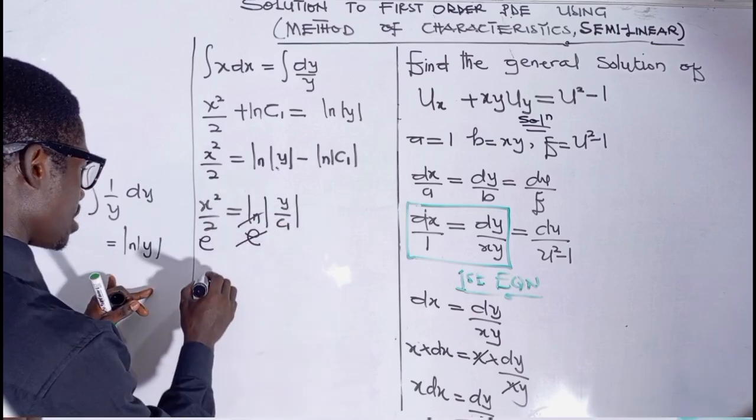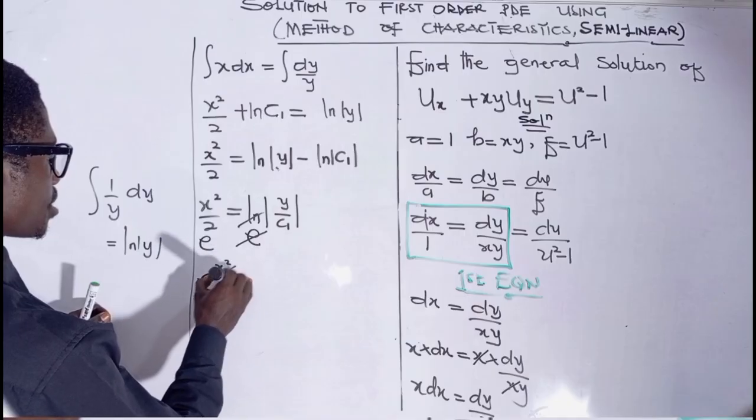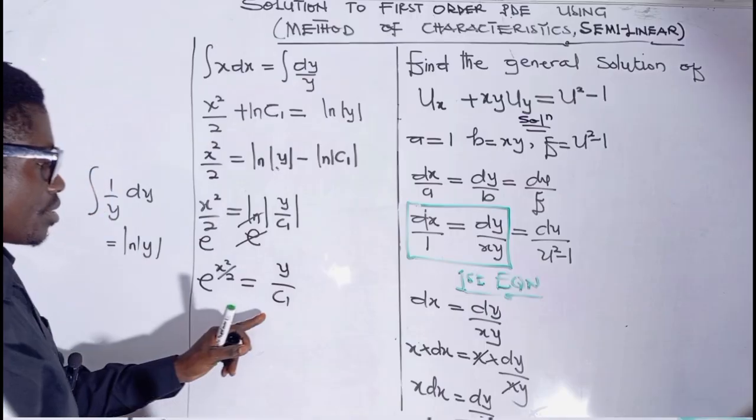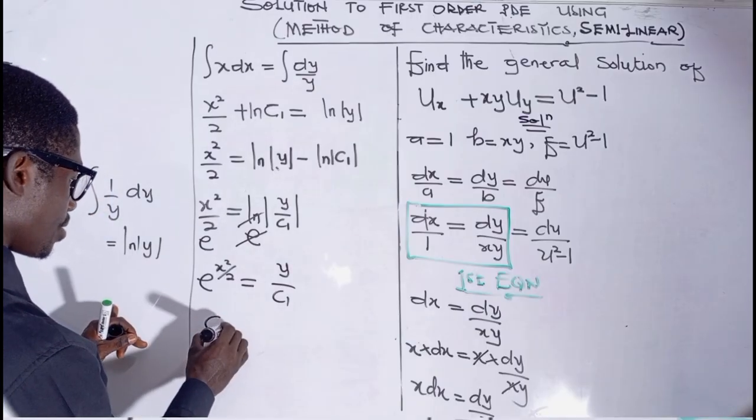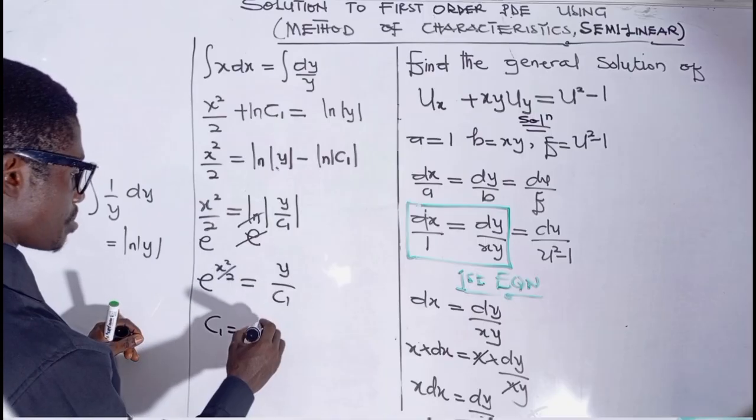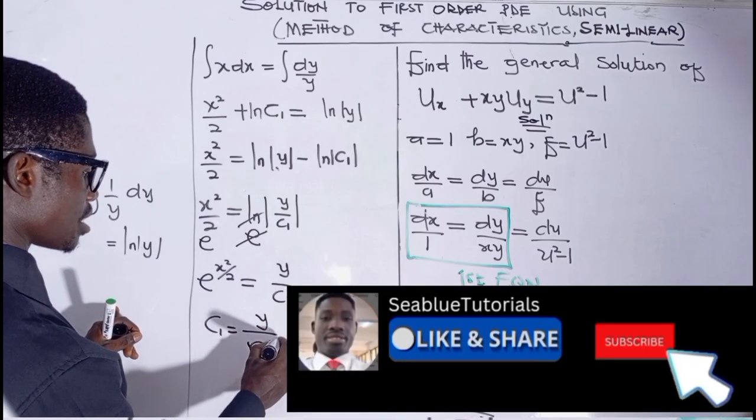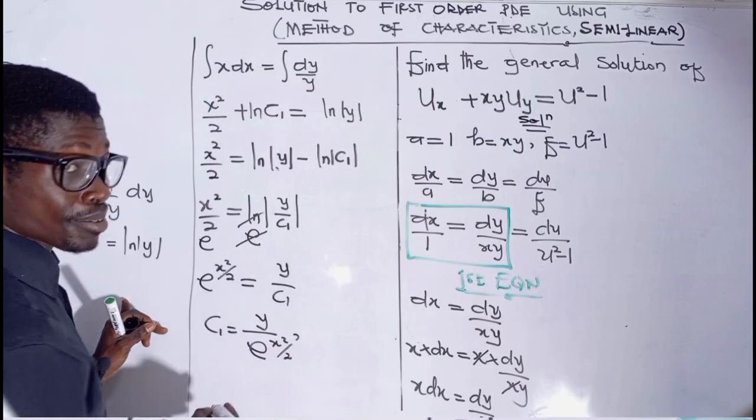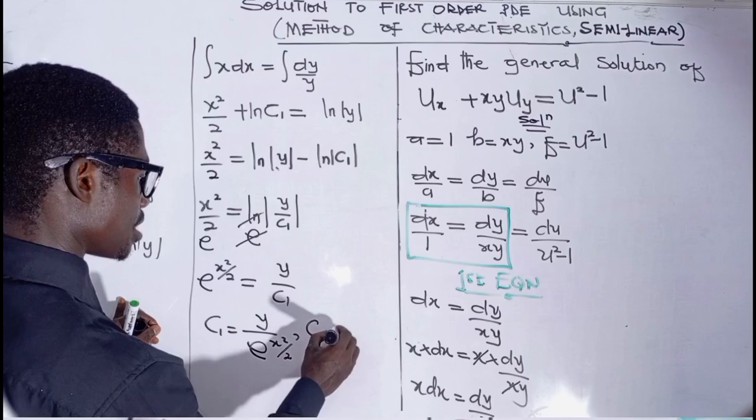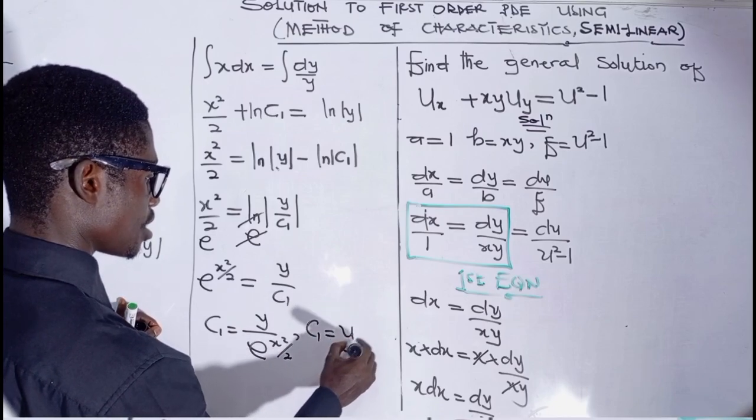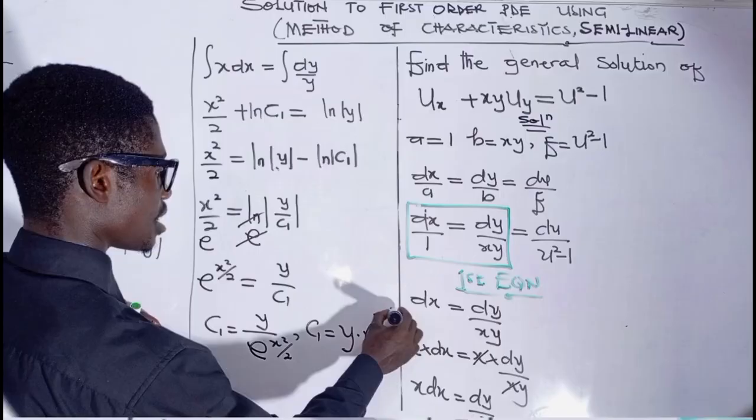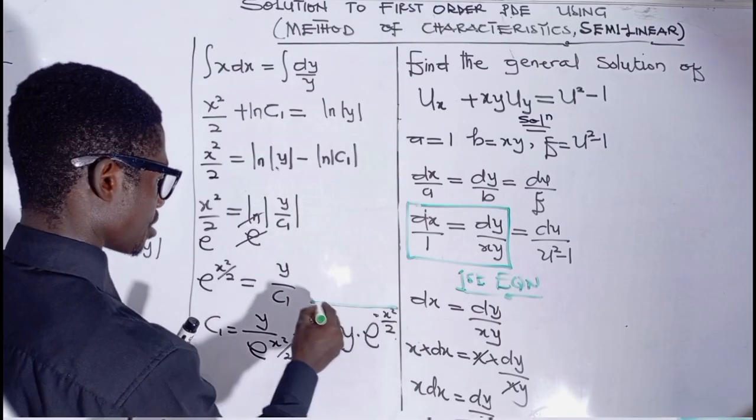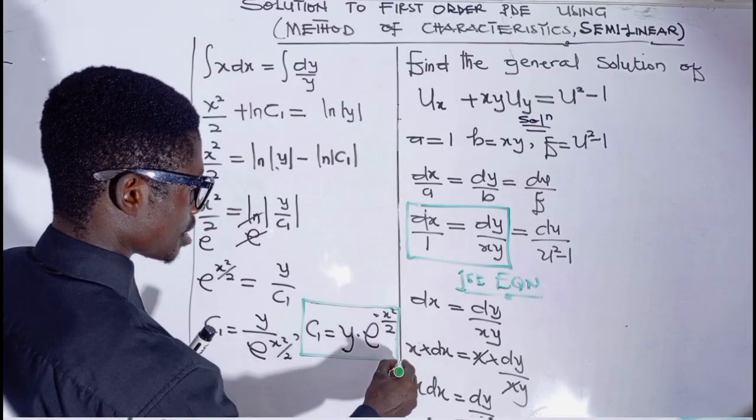So at the end, we are left with e exponent x squared all over 2 is equal to y all over c1. We want to make c1 the subject, right? So you can say that our c1 is equal to, this will come down, y all over e exponent x squared all over 2. Now we can write this in index form, applying our basic knowledge in indices. We can write it as c1 is equal to y multiplying e exponent negative x squared all over 2. And this becomes our first solution. That is c1 is equal to that.